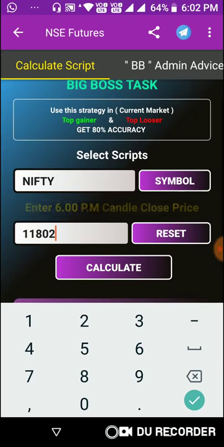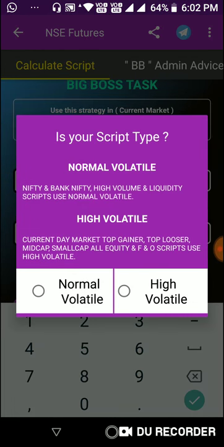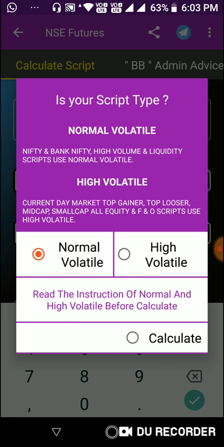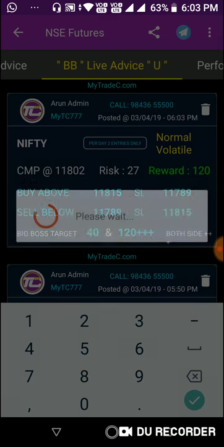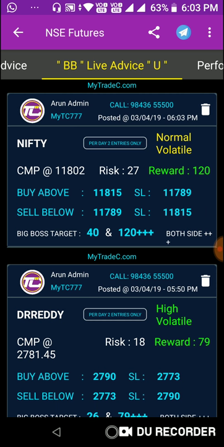I'm going here and hit the calculate button. Here you will get this pop-up, and read it out: normal volatile and high volatile. Nifty and Bank Nifty are normal volatile, so I'm choosing normal volatile and calculate. Here you get the levels of where to buy and where to sell. The buy above is 11,815, and the sell below is 11,789.